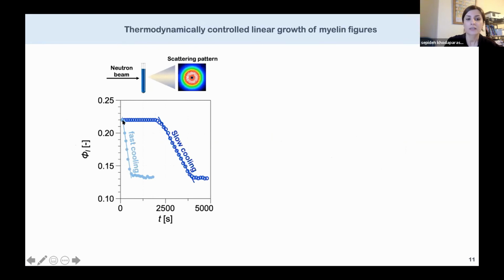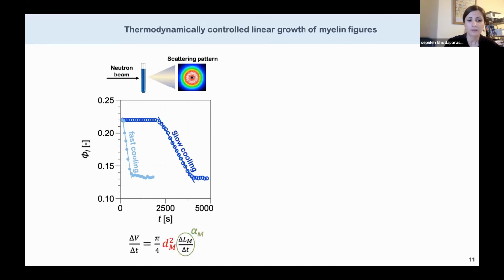If you repeat those SANS experiments at different rates of cooling, once again, we start at the same concentration of micelles and end with the same equilibrium concentration of micelles. But in between, we always keep the linear trend, the linear transformation in terms of volume. The rate becomes faster when we cool down the solution at higher rates.